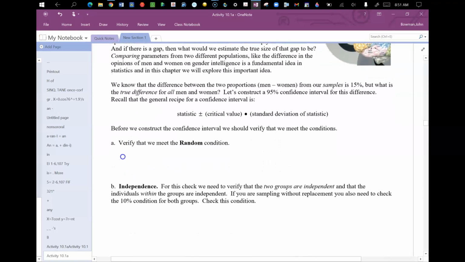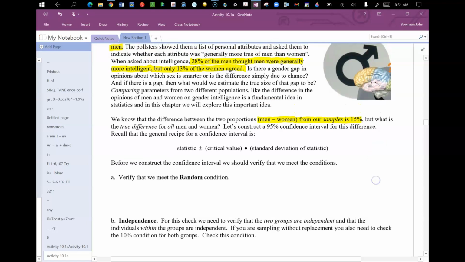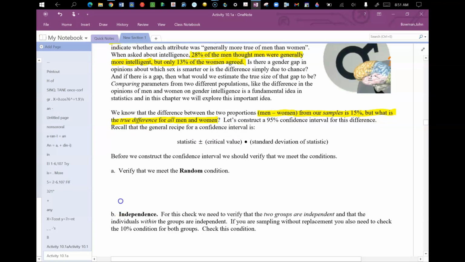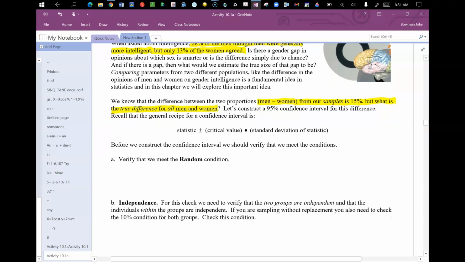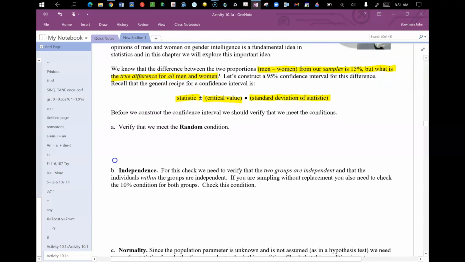So, we know that the difference between the two proportions, men minus women, from our sample is 15%, 28 minus 13. But what is the true difference for all men and women? We're going to construct a 95% confidence interval for this difference, and confidence intervals always have the same basic structure. We take the statistic plus or minus the critical value based on our level of confidence times the standard deviation of the statistic. So, verify that we meet the random condition.